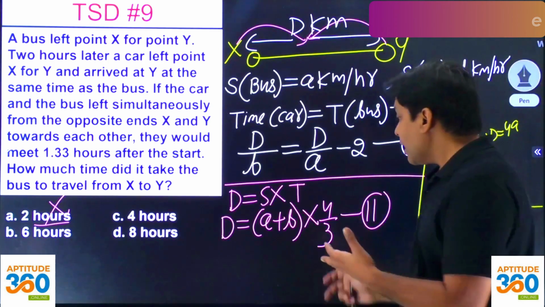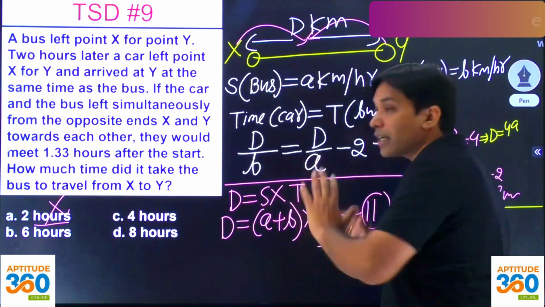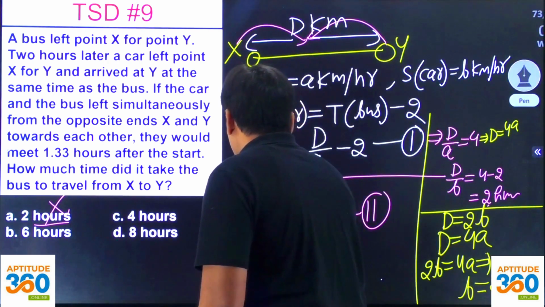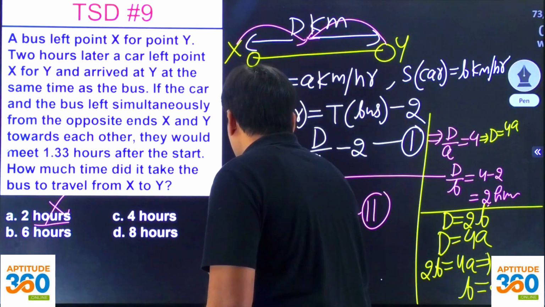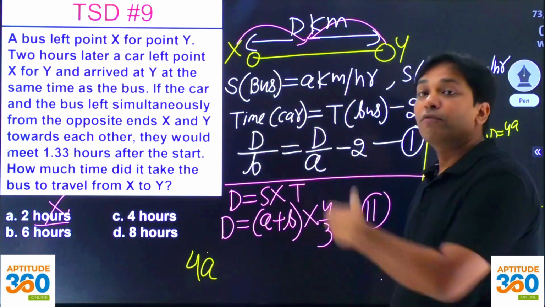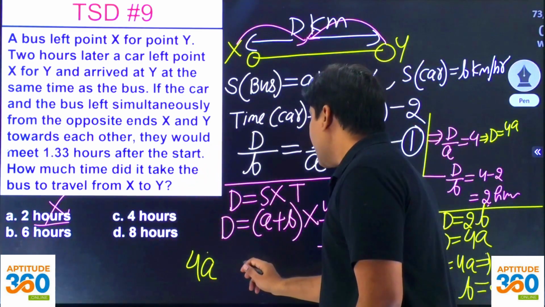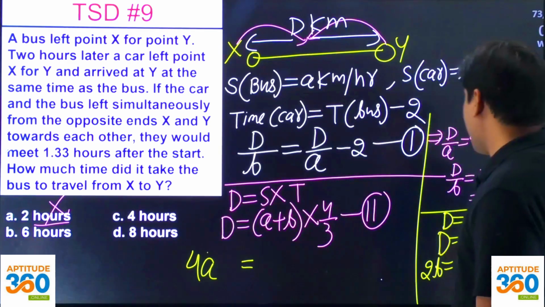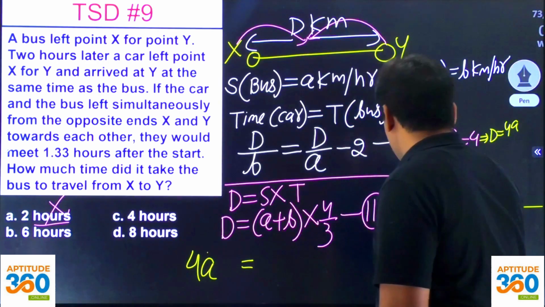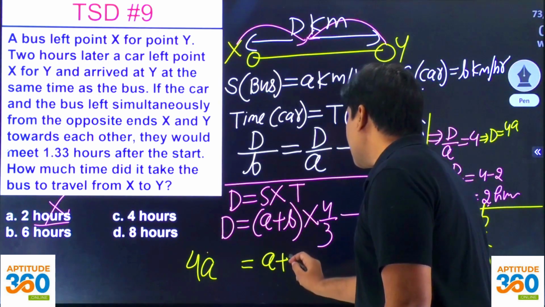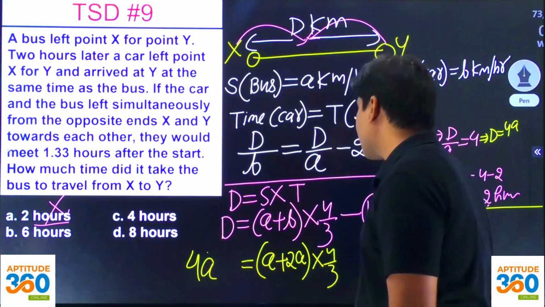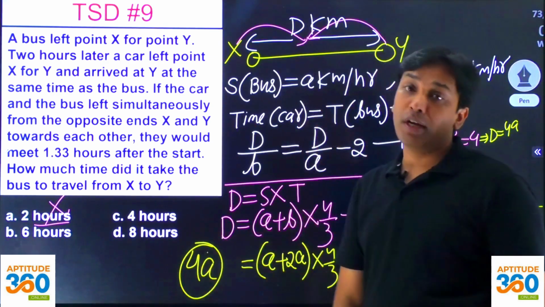And if this is there, मैं करना क्या चाहता हूँ? मैं इन values को यहाँ पे plug in करना चाहता हूँ ताकि मेरा problem हो जाए simple. Now distance is equal to... इसको किसी भी फॉर्म पे लिख दो. मान लो इसको 4a लिख दिया. Just to check if the right hand side is going to be equal to left hand side. So this is equal to a plus b, and the value of b is equal to 2a, isn't it? So this is going to be what? a plus 2a into 4 by 3.